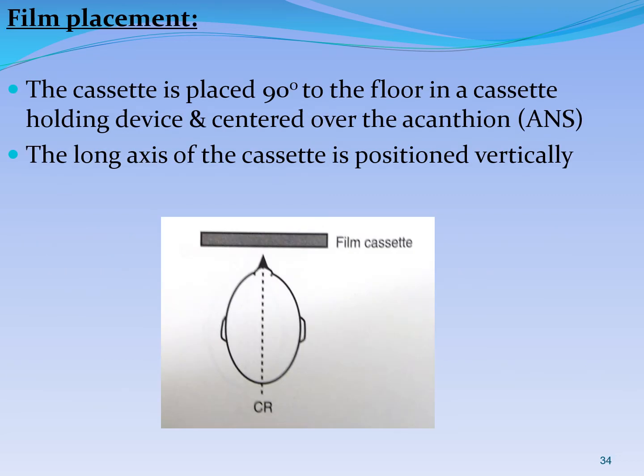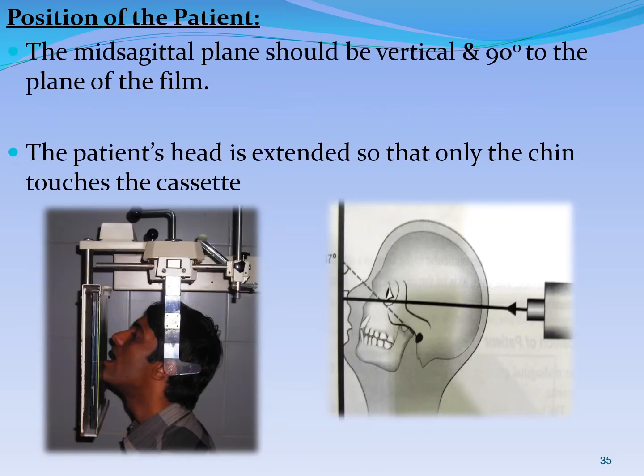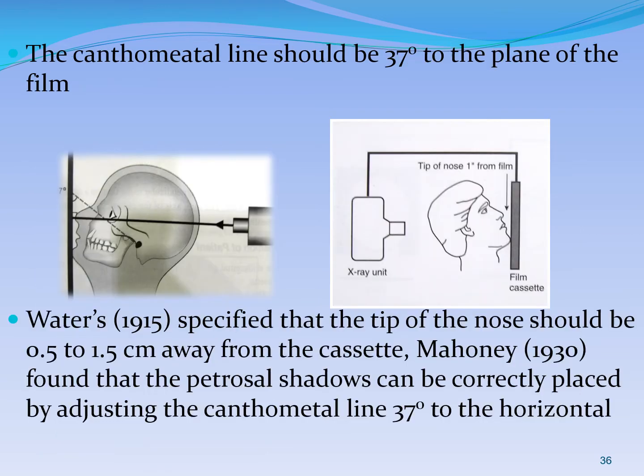Film placement: the cassette is placed 90 degrees to the floor in a cassette holding device as mentioned earlier. Again, this projection can be taken in both open and closed mouth views. In the open mouth view, only the patient's chin has to touch the cassette, and the patient's head is tipped backwards, and the patient is asked to open the mouth. Here the mandible should be parallel to the floor, and the canthomeatal line should be at 37 degrees to the plane of the film.